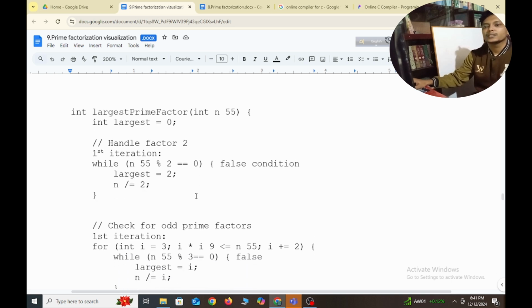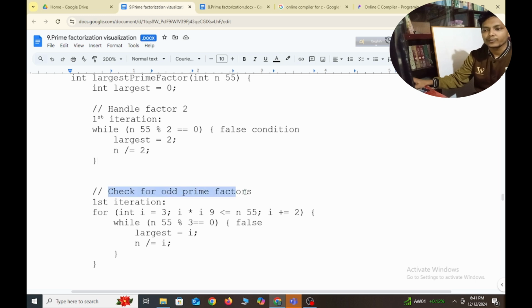So let's consider this for another number. For the largest prime factor, n is 55, right? So largest is 0. Okay, so handle factor by 2. First iteration, 55 modulus 2 is false, right? 2 can't evenly divide 55. So largest would be 2. So we can't enter into this while loop, guys. Okay, so we have to jump here and then check for odd prime factors.